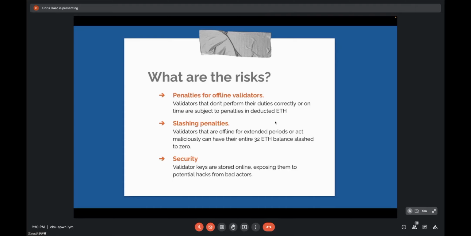But if the validator stays offline for extended periods or acts maliciously, does something on the network it shouldn't do, then slashing comes into play. And in that case, we're talking about bigger amounts of ETH being taken away from the 32 ETH balance, and it can actually be slashed right down to zero. So that's a big thing. If you're going to spend the money to invest in a validator, you want to be sure that it doesn't get slashed down.